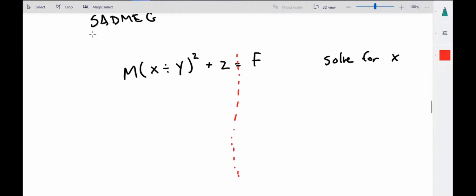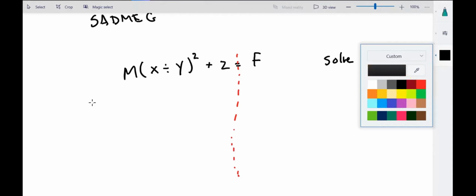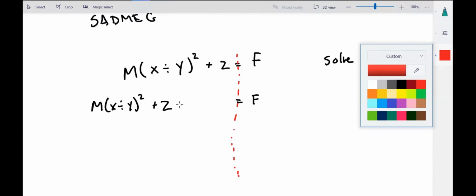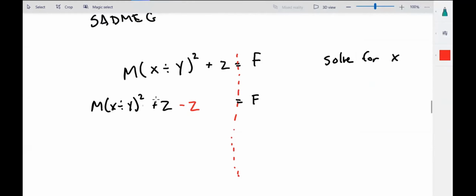All right. So let's look at SADMEG. And again, we're going to look on the side where the x is. Do I see any subtraction or addition? I do. I see addition. So let's undo that. We can undo addition by doing subtraction. So let me write this out. Remember the balance scales. If I'm going to subtract the z from the left scale, I have to subtract it from the right one as well.